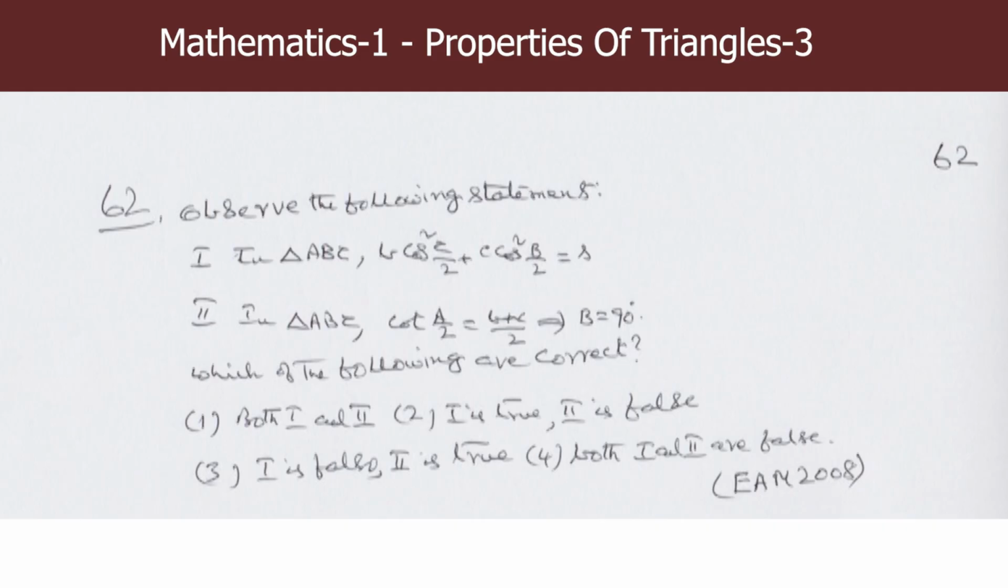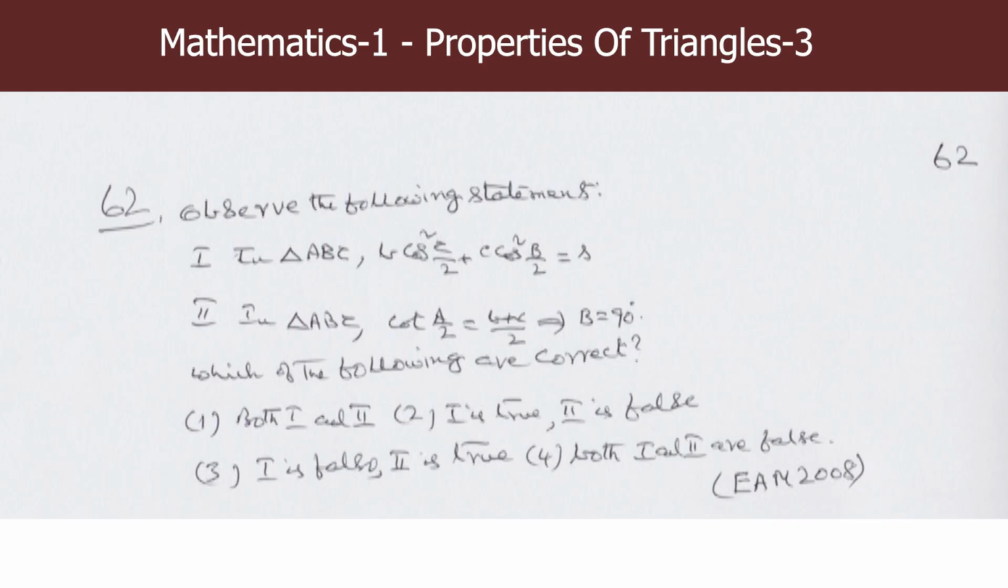Now, which of the following are correct? 1. Both 1 and 2 are true. 2. 1 is true and 2 is false. 3. 1 is false and 2 is true. 4. Both 1 and 2 are false. APCET 2008. So now the first statement we will verify.